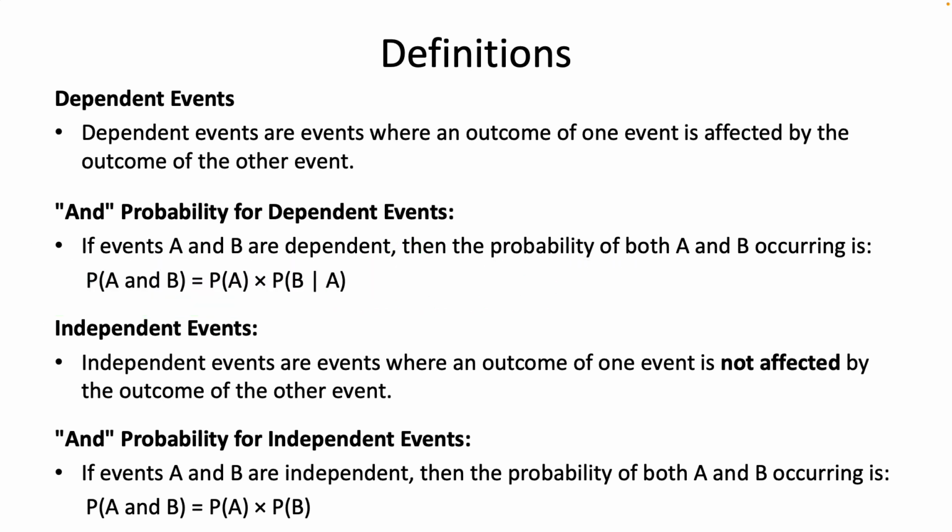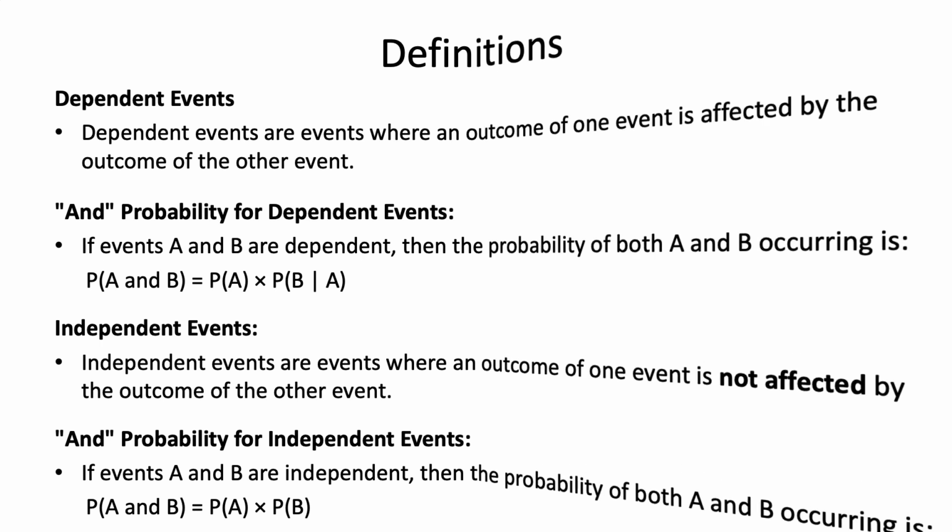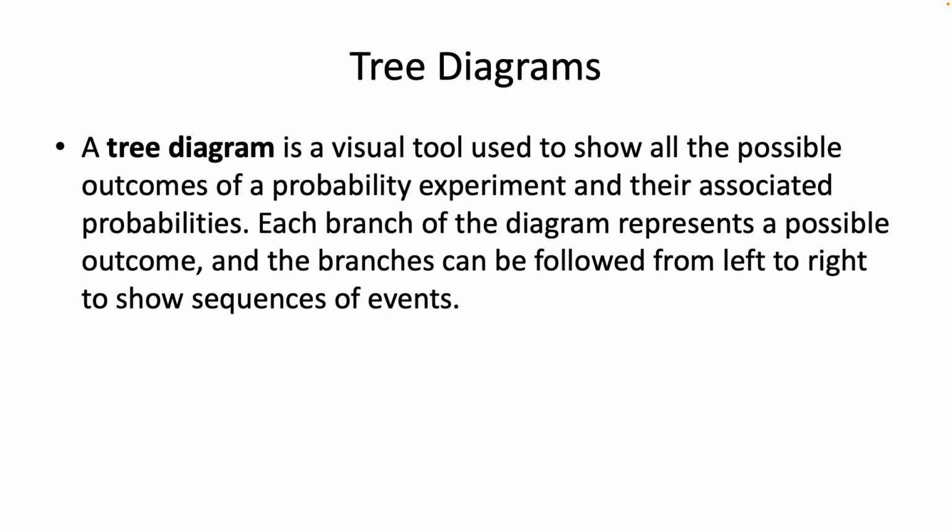When you're using the multiplication rule for probability, when you go to find the probability of the second event occurring in sequence, you have to consider how the first event affected the outcome of the second. Independent events are where the outcome of one event is not affected by the outcome of the other event. In this case, the AND rule for probability for independent events allows you to just take the probability of A and B and multiply those two together.